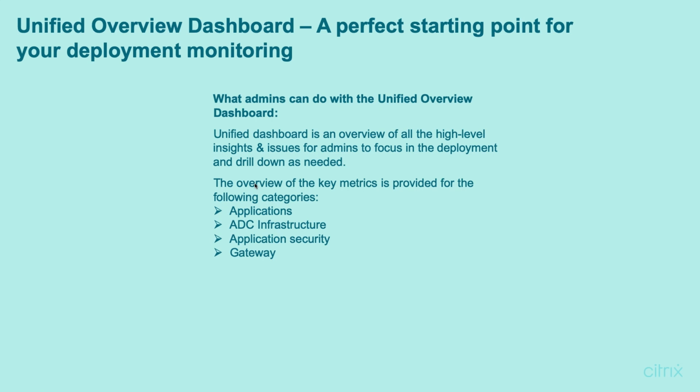The unified dashboard is nothing but an overall view of the high level insights and issues that can be derived for the admins to focus on their deployment issues and drill down only when needed. The overview of key metrics is provided in the following categories. The admins will be able to get the application health, performance, and availability metrics, the ADC infrastructure's performance and availability metrics, the application security metrics in terms of how many attacks and violations have happened, and the gateway metrics, which give us information about the sessions, the active users, and the errors that have been influencing the session performance.